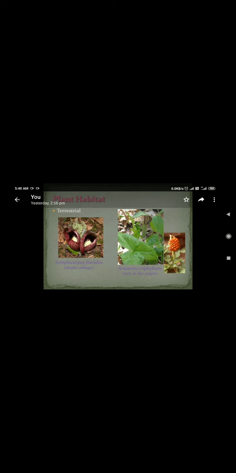You can see in images. This is the first image, Symplocarpus, that is skunk cabbage. Second is Arisaema triphyllum, that is jack in the pulpit. These are the two plants which belong to this family.